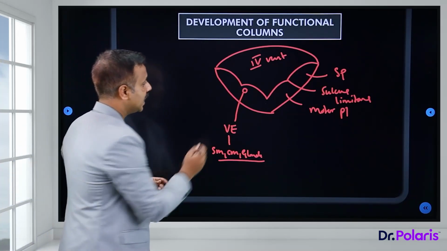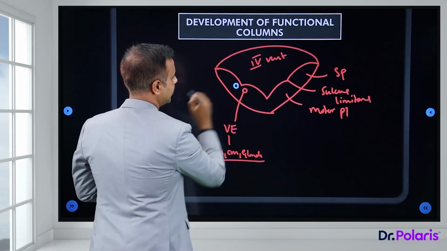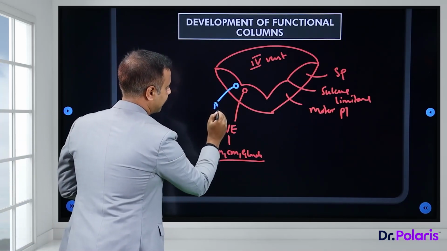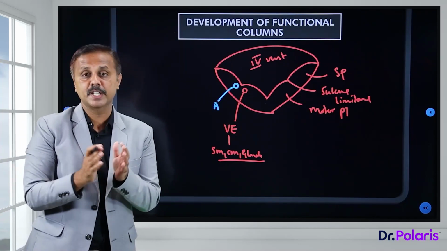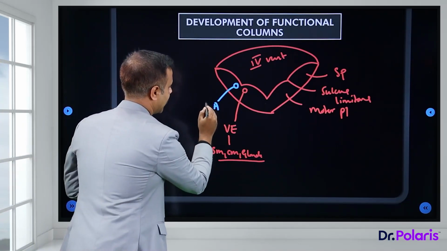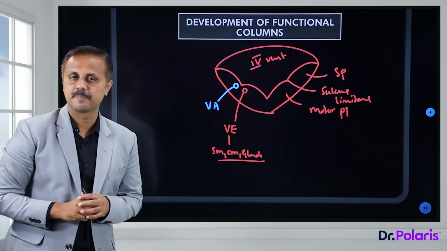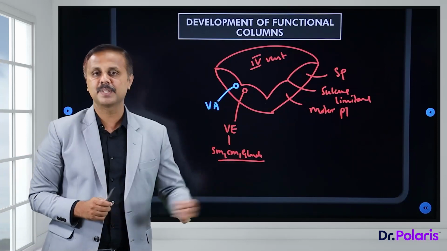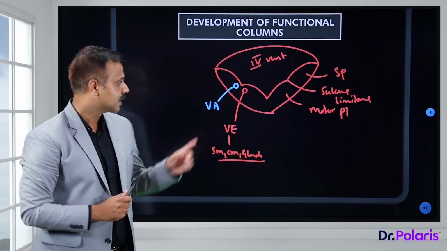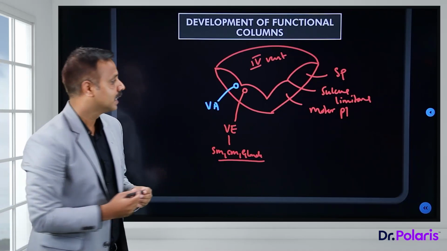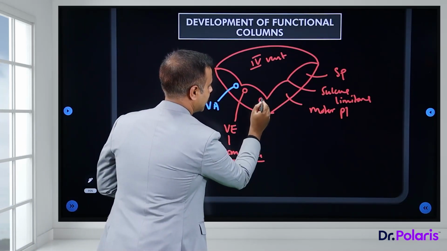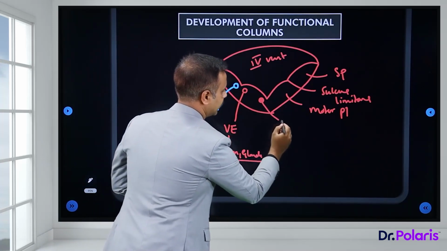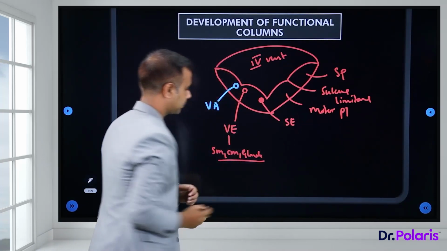At the same time, we have the appearance of one more column in the sensory plate. And what do we call this? We call this the afferent column. And since it is present close to the sulcus limitans, we call this the visceral afferent column. Right? The visceral afferent column, remember, carries the sensation from the same organs. Done. So this is regarding the first column. Then the second column to make its appearance is a column in the motor plate, and we call this the somatic efferent column.